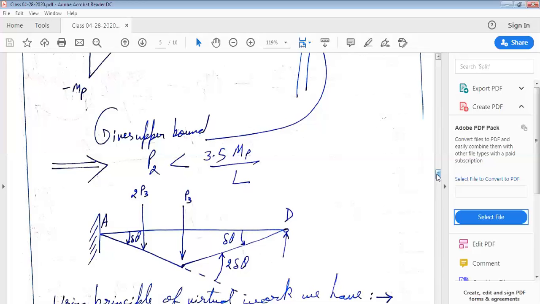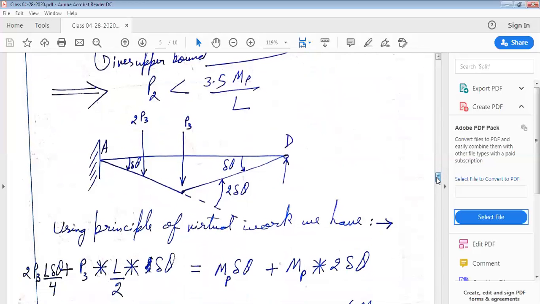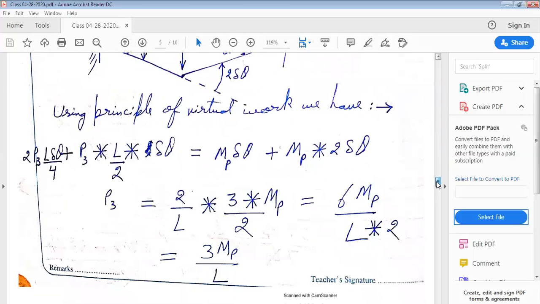Now again, let us try to find out the external virtual work, which in this case would be equal to 2p3 L delta theta by 4 plus p3 into L by 2 into delta theta. And the internal virtual work would be mp delta theta plus mp into 2 delta theta. Equating the two, we get the value of p3 as 3 mp by L.